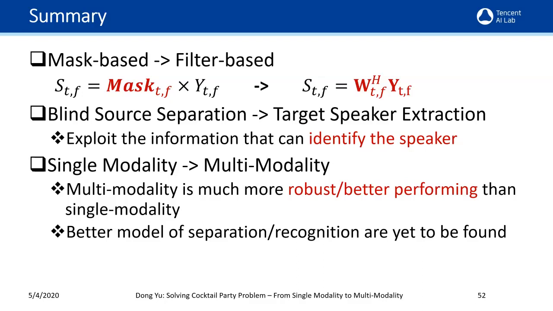We observe that as hardware becomes cheaper and on-device computation is more powerful, multimodal information will be more easily accessible to the system. Multi-modality is much more robust and better performing than single modality. However, our study is still preliminary. Better models of separation and recognition are yet to be found under the multimodal setup.